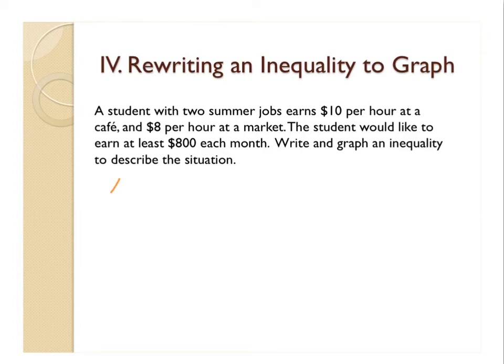So we need an x and we need a y, and we need to define them. And we're going to be using x and y as hours, number of hours the student works at each of the 2 different jobs. So let's make x the number of hours at the cafe. And let's make y the number of hours at the market.